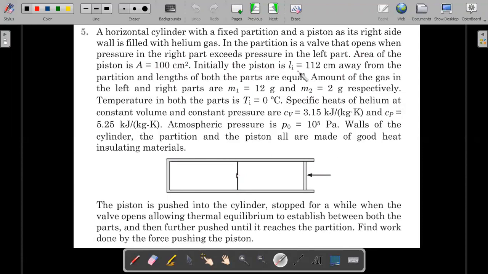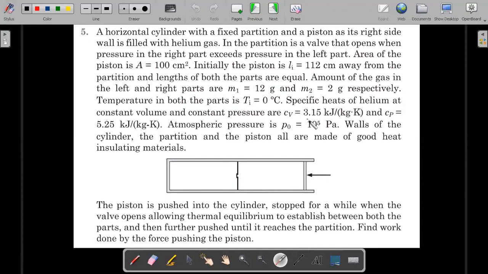Initially the piston is at 112 centimeters away from the partition, and the lengths of both parts are equal. So this is Li and this is also length Li. Amount of the gas in the left and right parts are 12 grams and 2 grams respectively. The temperature in both parts is Ti equal to 0 degrees centigrade.